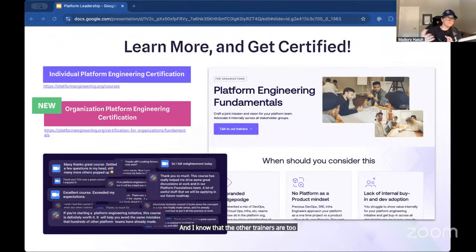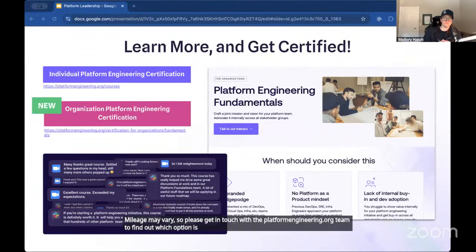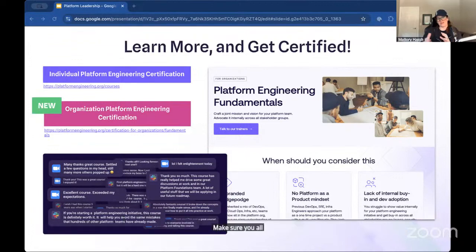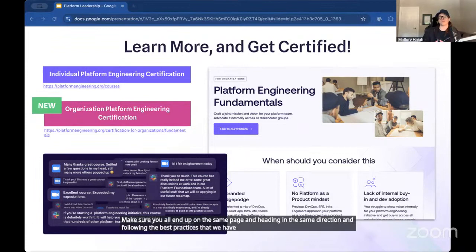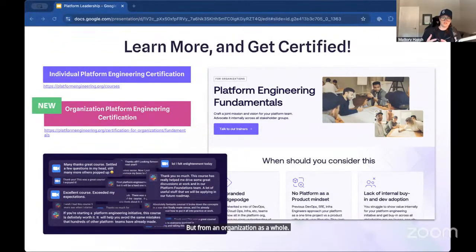What your needs are, mileage may vary, so please get in touch with the platformengineering.org team to find out which option is best for you and your team to get aligned on. Make sure you all end up on the same page and heading in the same direction and following the best practices that we have, not just from an individual perspective, but from an organization as a whole. There's a lot of knowledge that you can have here, and knowledge is power.